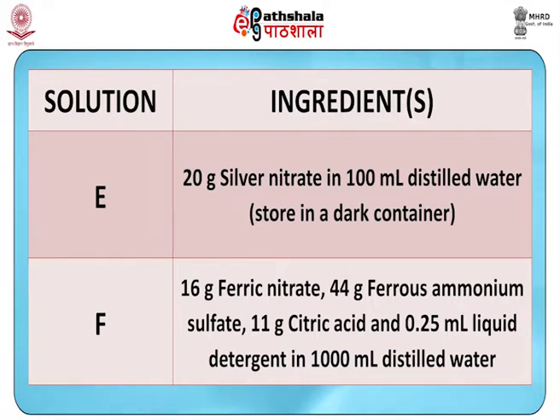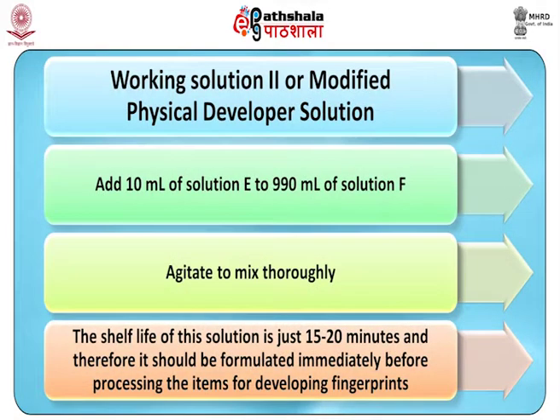Solution E, which is 20 gram of silver nitrate in 100 ml distilled water. Solution F, which is 16 gram of ferric nitrate, 44 gram of ferrous ammonium sulfate, 11 gram of citric acid, and 0.2 ml liquid detergent in 1000 ml distilled water. Working solution 2 or the modified physical developer solution is prepared by adding 10 ml of solution E to 990 ml of solution F. Agitate to mix thoroughly.